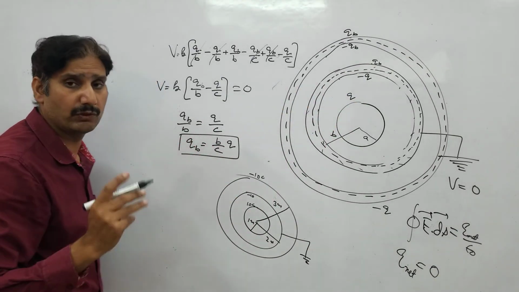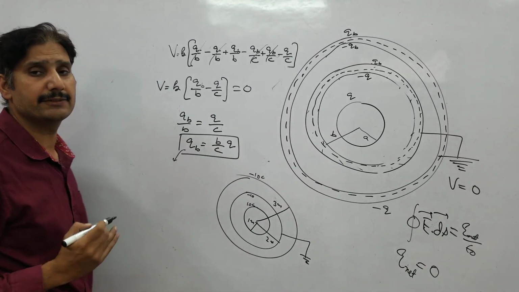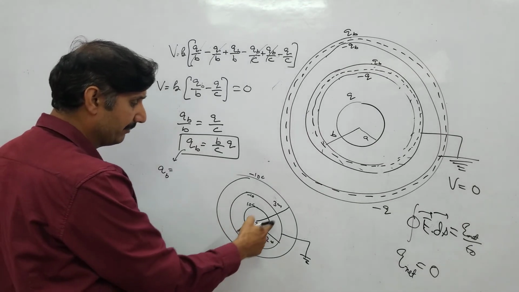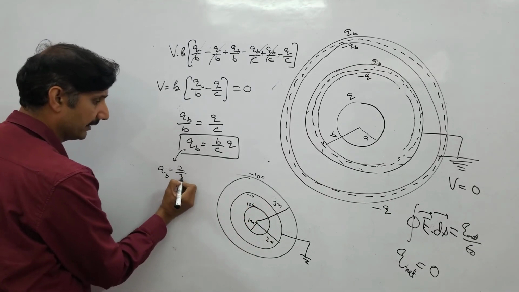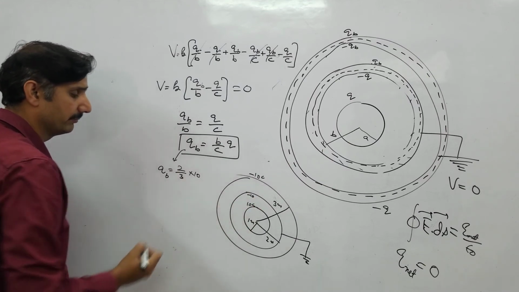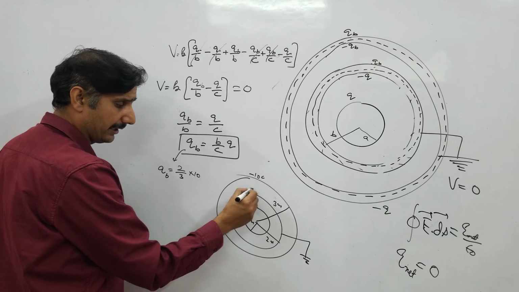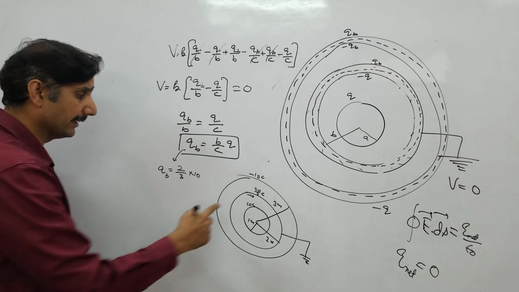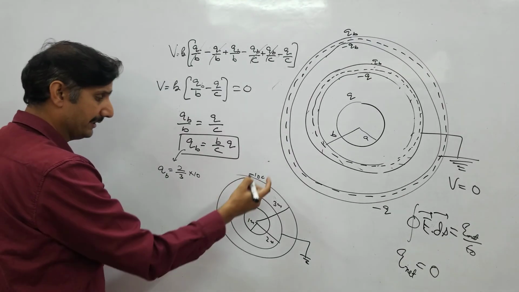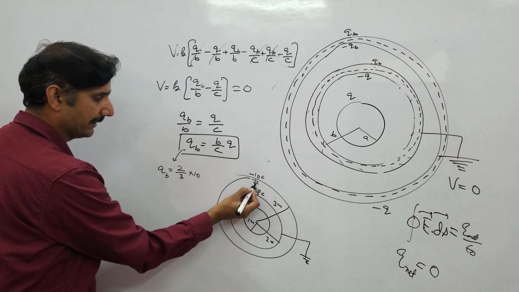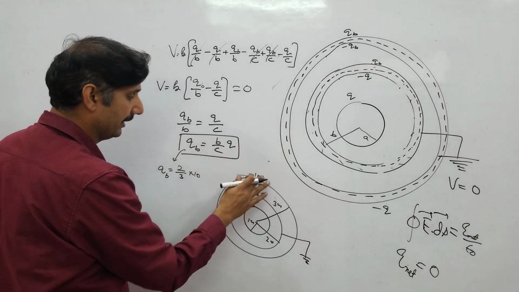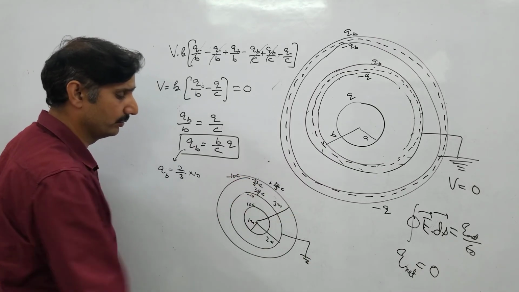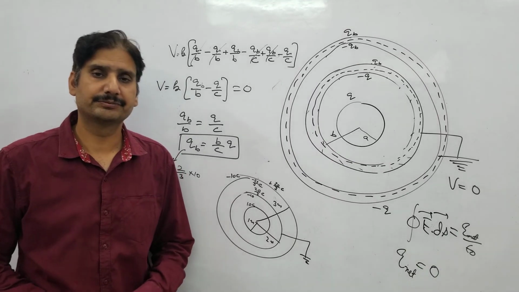And on the outer shell, what would be the charge? That will be calculated by this formula. QB will be equal to B by C times the total charge. In this case, B by C becomes 2 by 3 times 10 coulomb. So the charge on the second shell will be 20 by 3 coulombs. Then the charge on the inner shell is minus QB, so it is minus 20 by 3 coulombs, and on the outer shell it would still be minus 10 coulomb and plus 20 by 3 coulomb. That's the answer. Thank you.